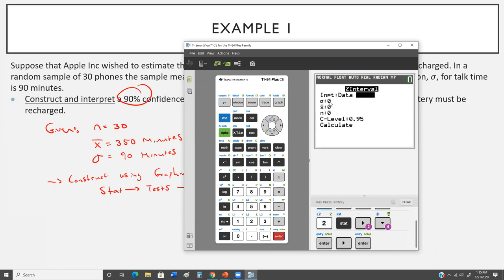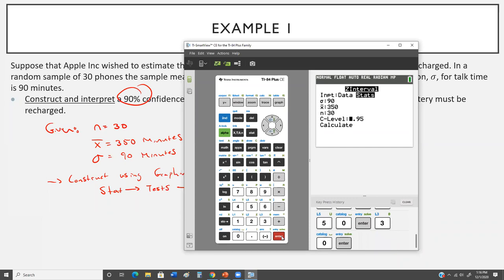Now it's going to ask you to input all these little things here. The first one, sigma. Well, look, I give it to you. It's 90 minutes. x bar, that's the sample mean, is 350 minutes. n is the sample size, that's 30.